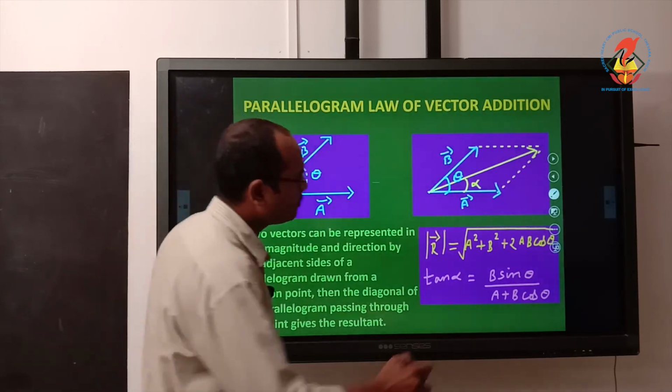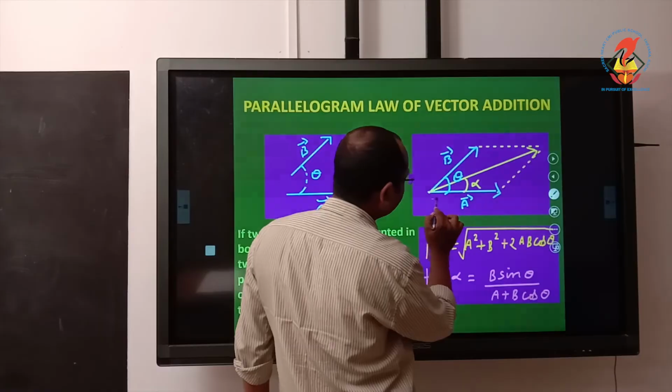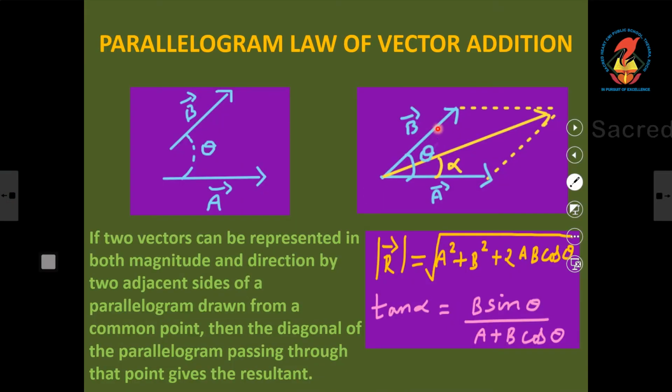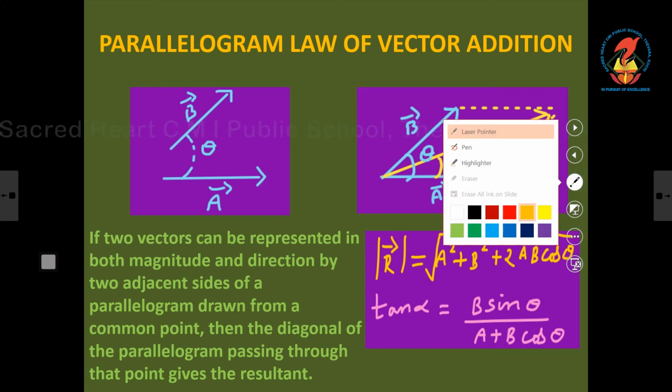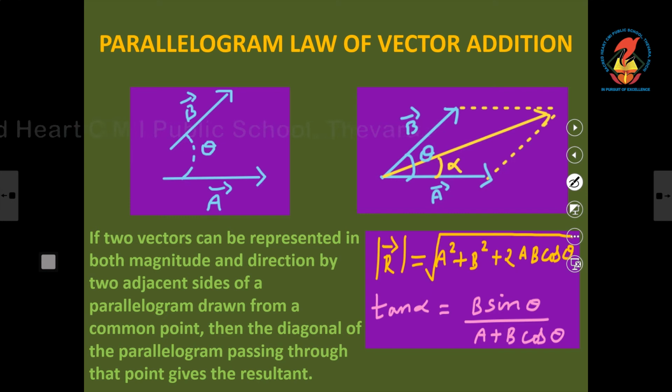So I got this as vector A, this as vector B. Both are two sides of the parallelogram. Now I put the dotted line and I completed the parallelogram, and the diagonal of the parallelogram gives the resultant. So that yellow line is actually my diagonal, that is the resultant. So I will write here vector R is equal to vector A plus vector B.